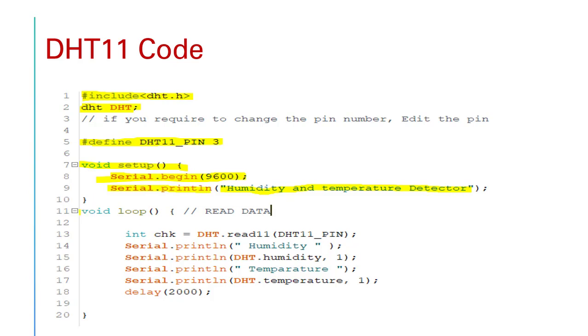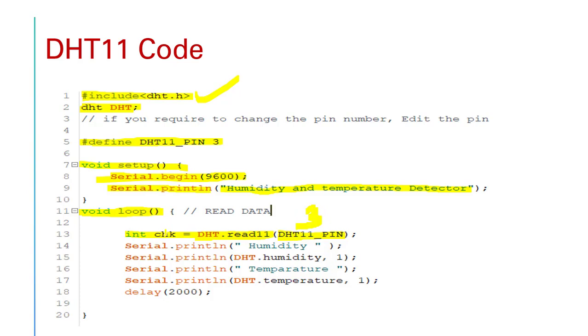Then under a while loop, it is while(1) again. So we are going to read the data from the DHT11. How to read it? We read that data into CHK. dht.read11 is the function, which is defined under this particular file, and we pass the pin number as an argument. So we pass 3 as an argument, because we have attached the DHT11 to pin number 3.